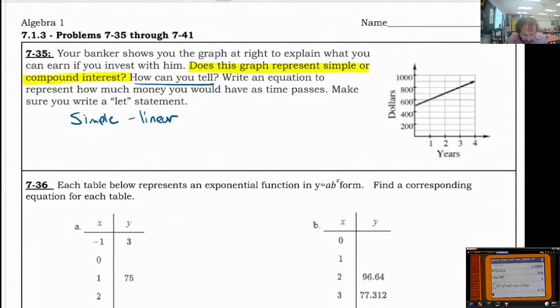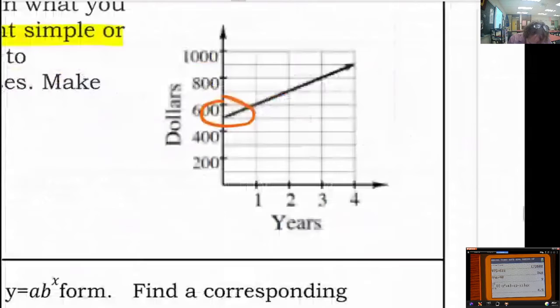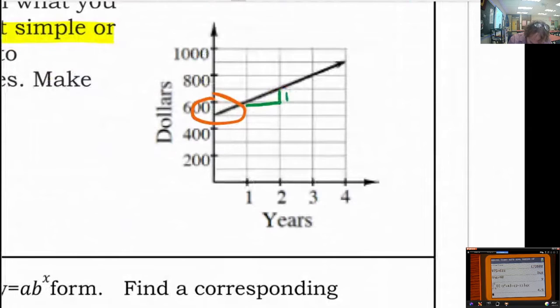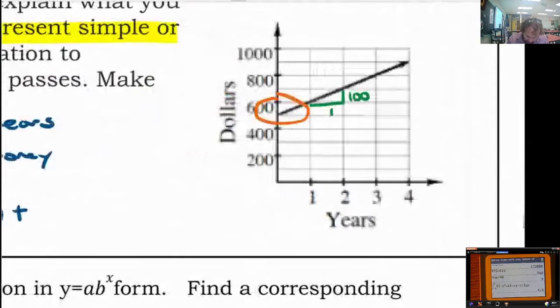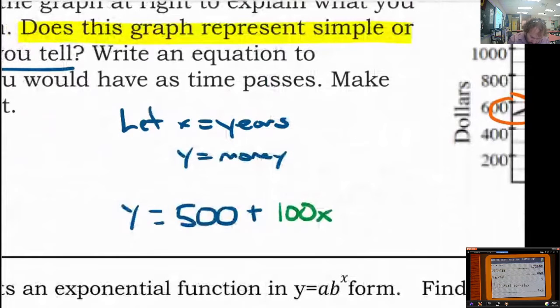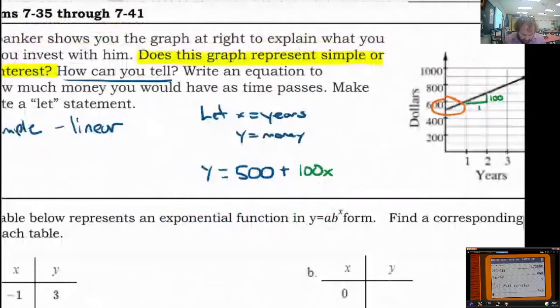To write an equation for how much money you have as time passes, let's let x equal the number of years and y equal money. It would appear that y is equal to, I'm going to say 500. Looks like that's what the y-intercept is right there. Plus, looking at the slope, it looks like every year you get 100 extra dollars according to this scale. So I'm going to say plus 100x. There you go. I think that works pretty nicely.